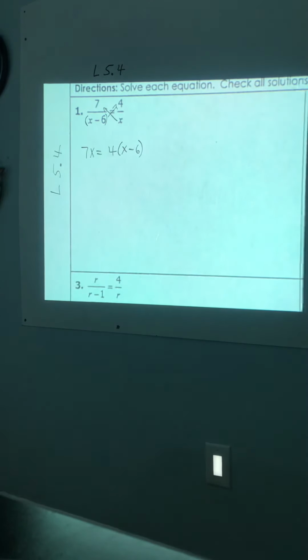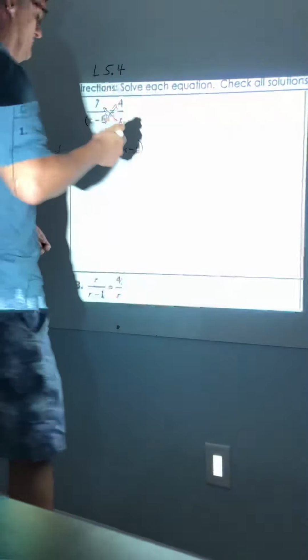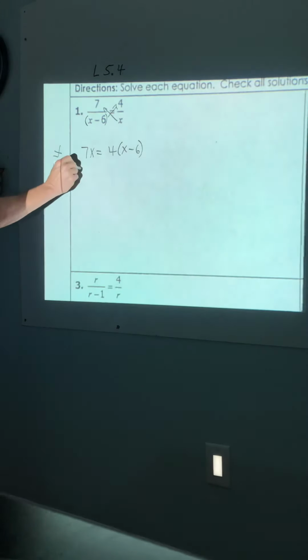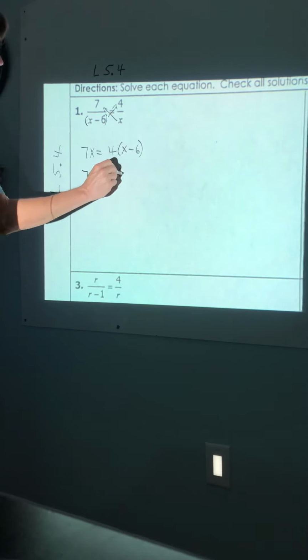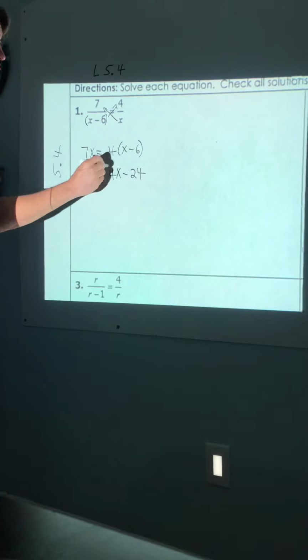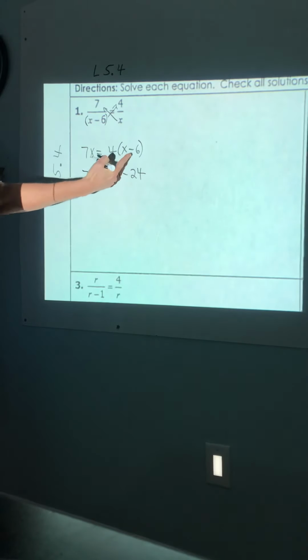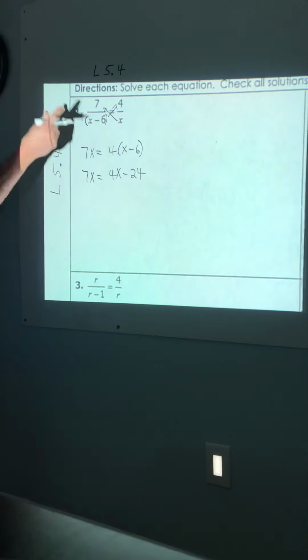And then look, it turns back into chapter 1, okay? We're just going to be solving for x like normal. So leave 7x alone. Distribute the 4. I know you are tired of doing that property. Distribute. 4 times x. Make sure you do 4 times 6. Most people mess that up.